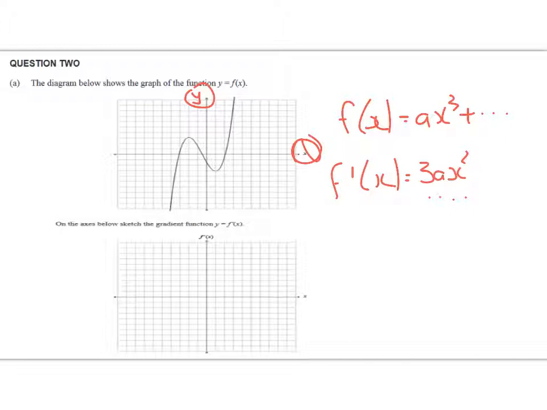So, here's my first point that I'm going to spot. I've got turning points here and here. So, at those two places, I must make sure that my gradient down here is equal to 0. Okay, so the gradient here is 0. There it goes, and the same thing with this one. The gradient at x equals 1, if we're going to use a 1, 2, 3, 4 scale, is also 0.